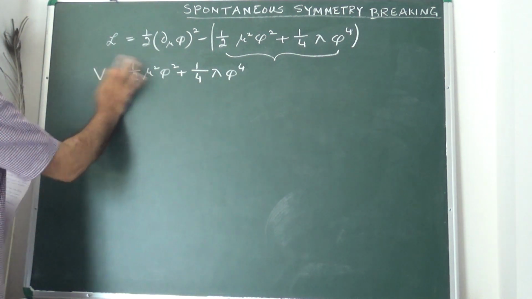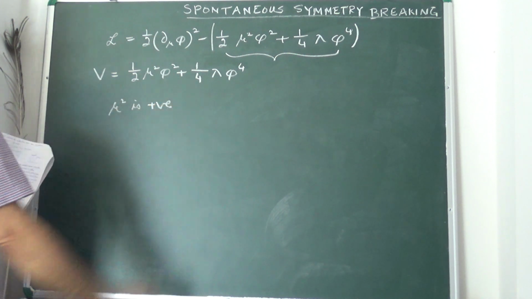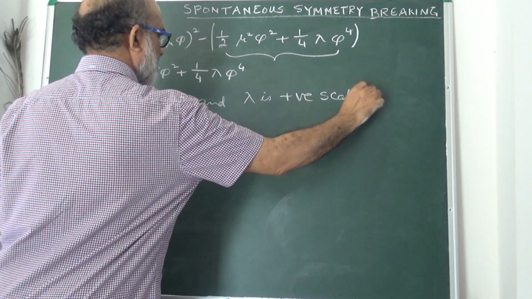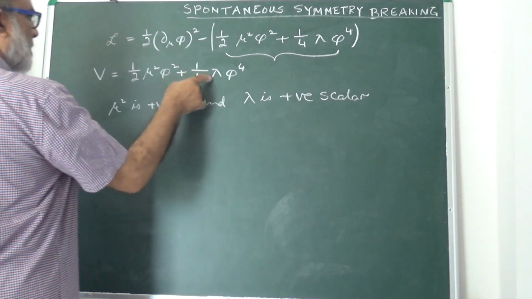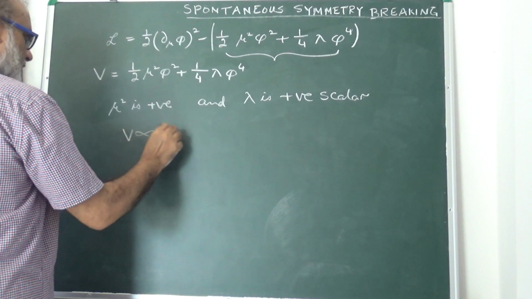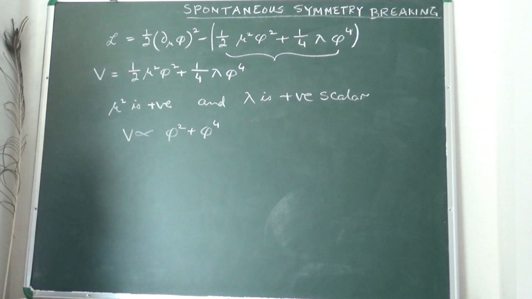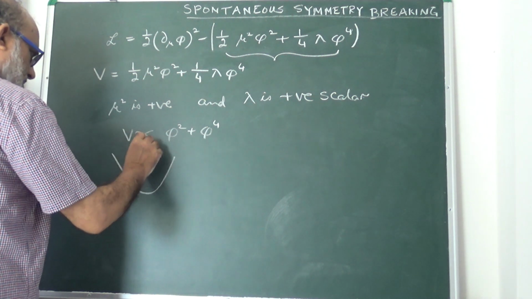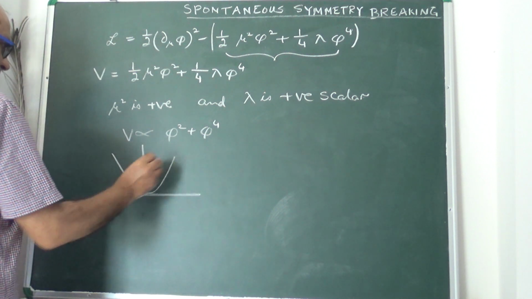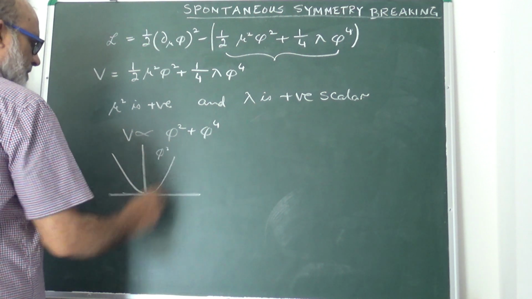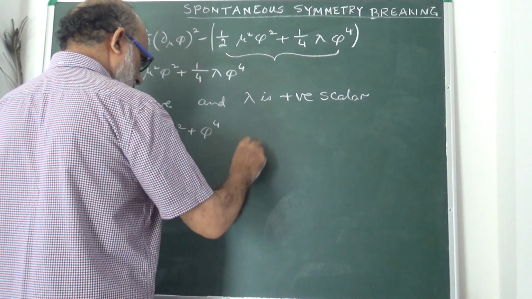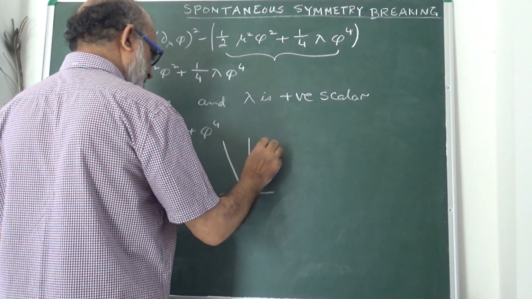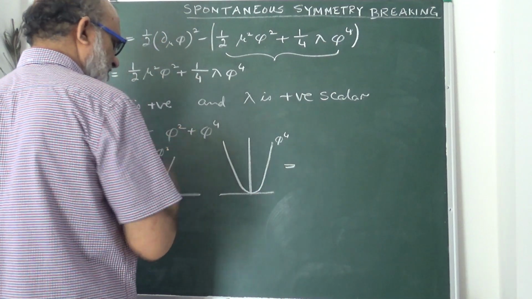Now if mu square is positive and lambda is a positive scalar, the potential energy here is the sum of phi square plus phi to the power 4. We know that the phi square potential energy will be just like a parabola. Phi to the power 4 will also vary like a parabola, but will be sharper. If you add both, you will get again a parabola.